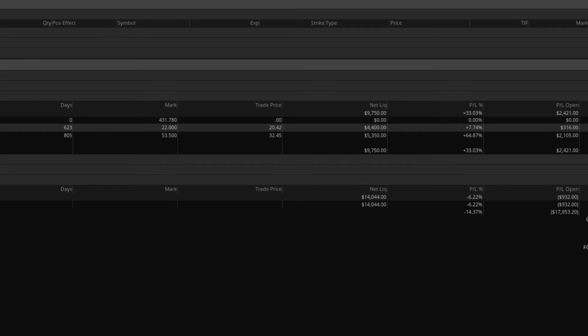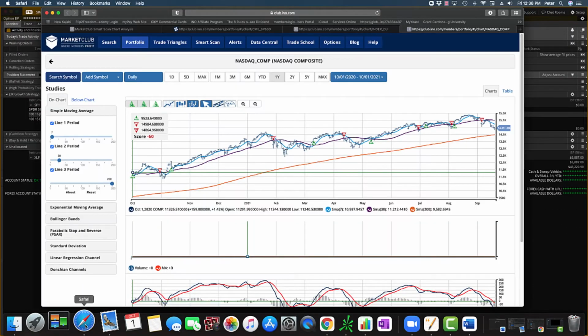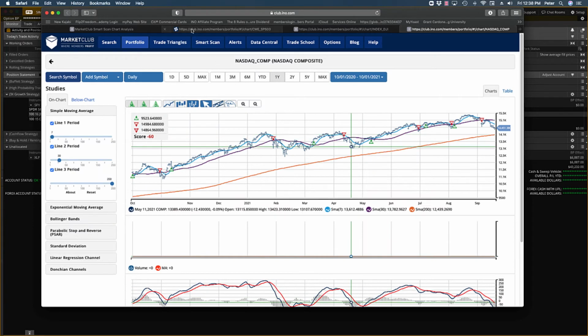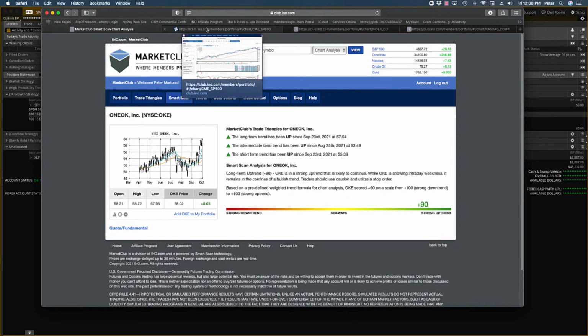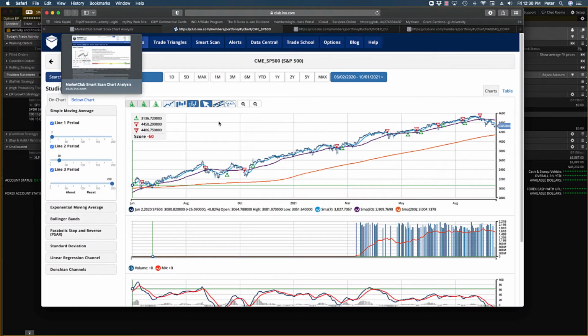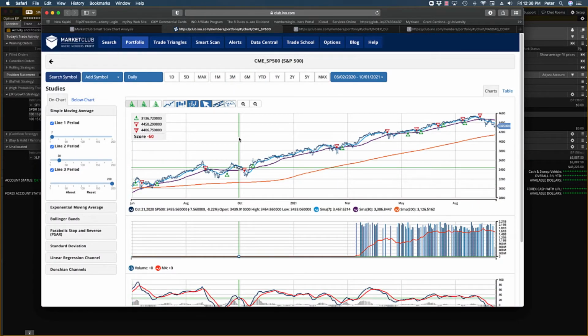Now, how are we going to go with our journey? Let's go to MarketClub here. I've got MarketClub pulled up, and if you don't have MarketClub, that's okay, but you're not really going to be able to totally follow along with me.